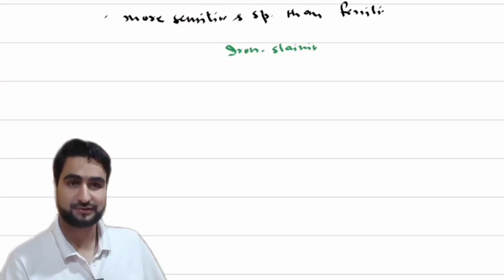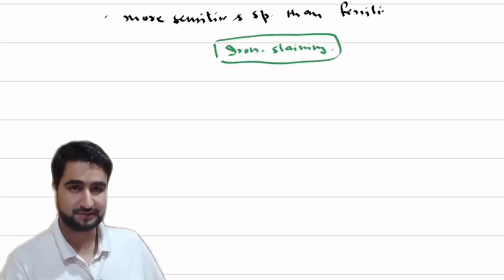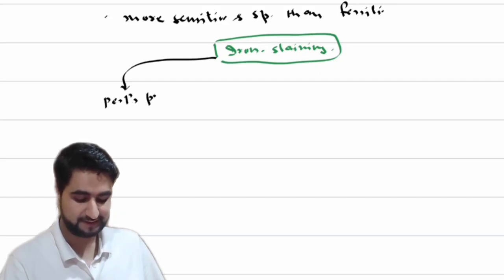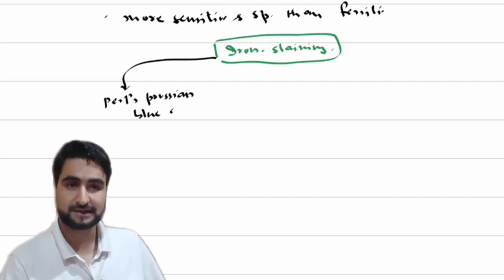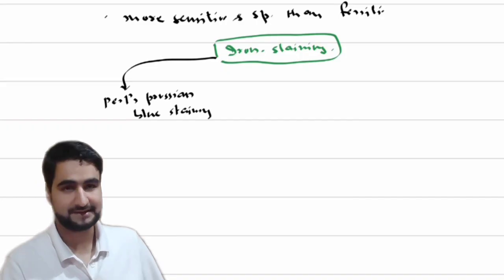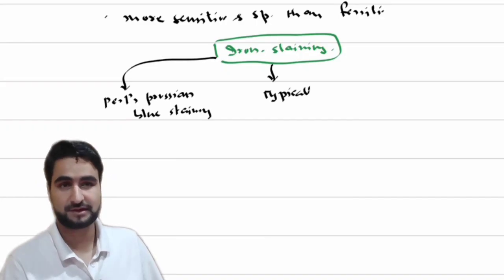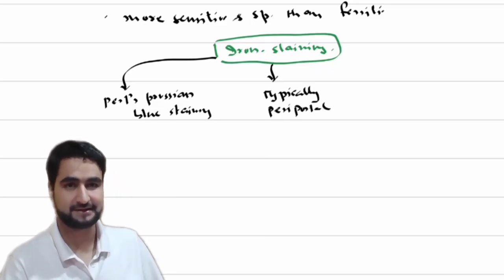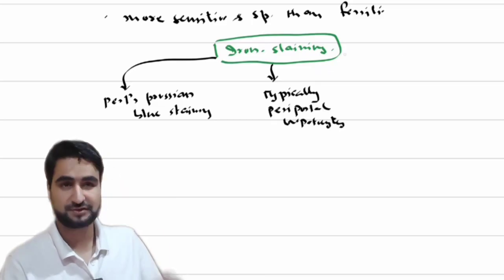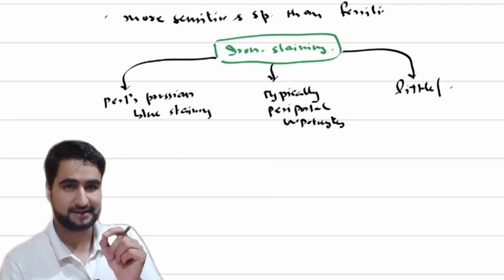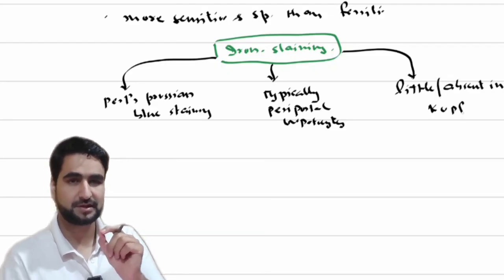The stain used for iron staining is Prussian blue stain, and you will see this type of staining typically in periportal hepatocytes, and in Kupffer cells you will not see any iron staining. And it should be noted here, the iron staining is only in the periportal hepatocytes.